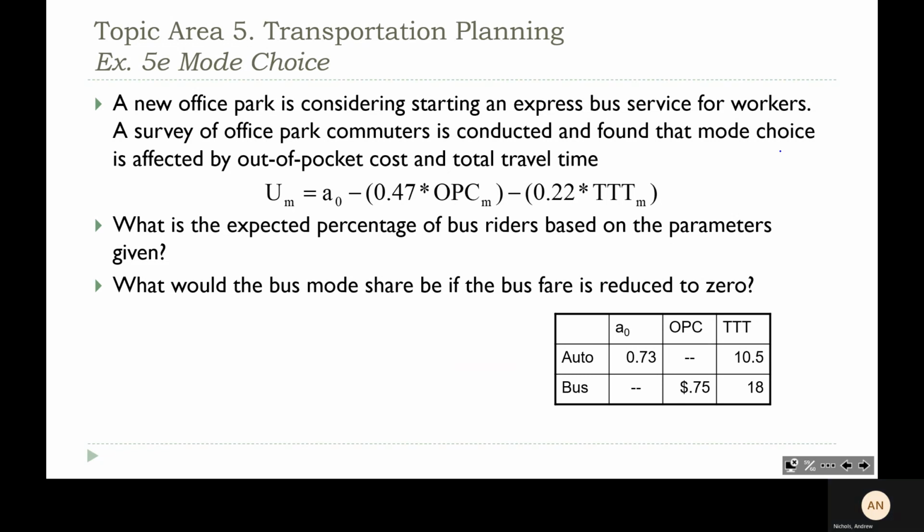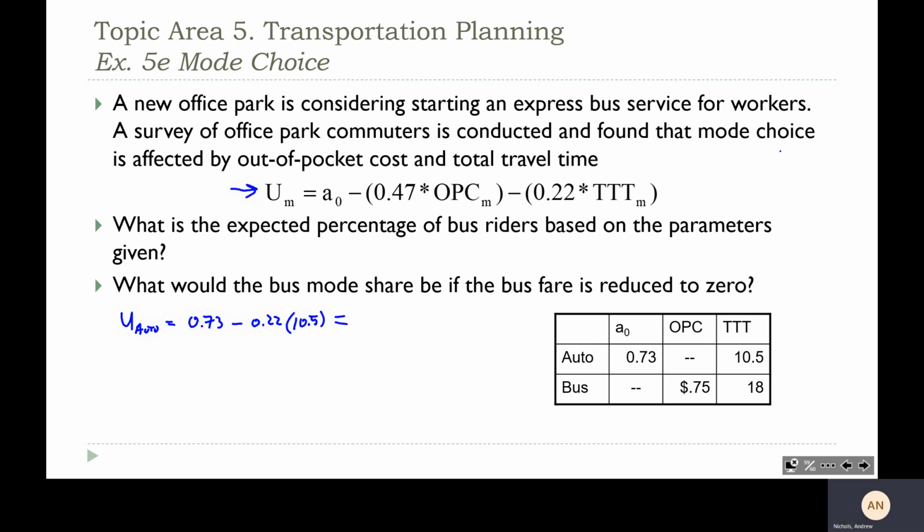So we have this utility mode, and all we're doing is calculating the utility for each of the transportation options. So we have a utility mode for the automobile. So if you're going to drive yourself versus taking this express bus service, you're going to plug in the corresponding values for each coefficient. So A naught is 0.73. We don't have any out-of-pocket costs for the automobile, so we can ignore that term. And then the TTT is the total travel time. So we have minus 0.22 times 10.5.